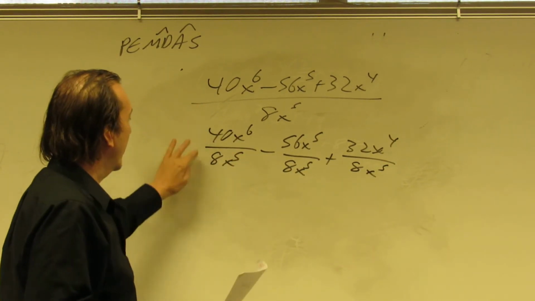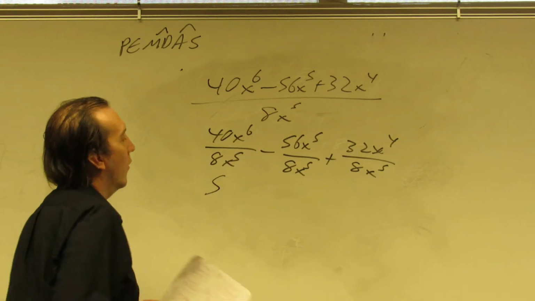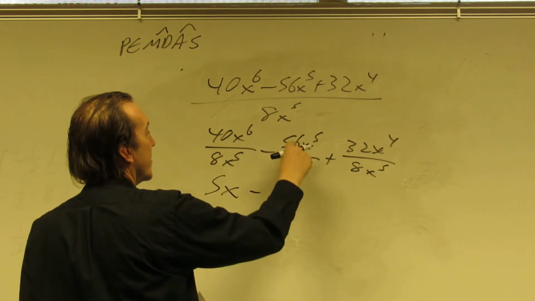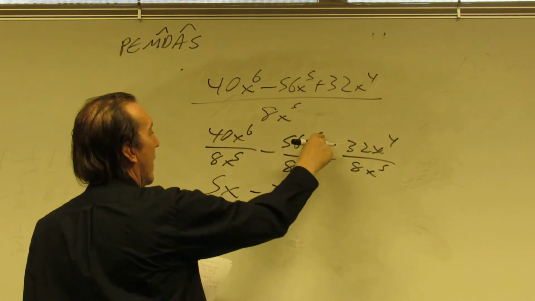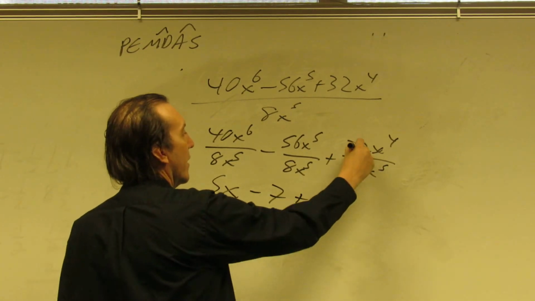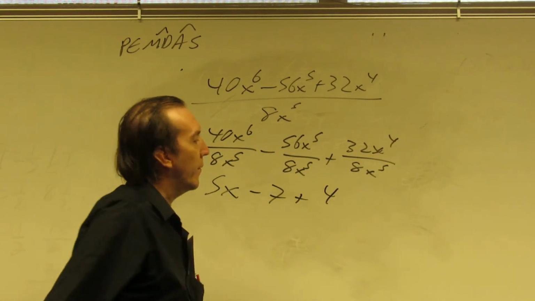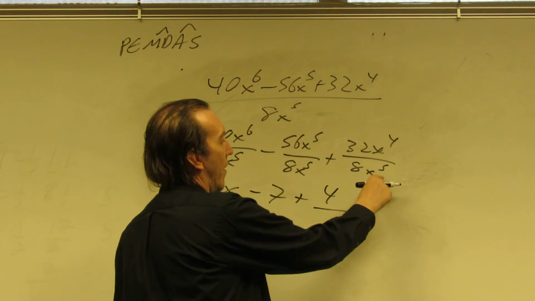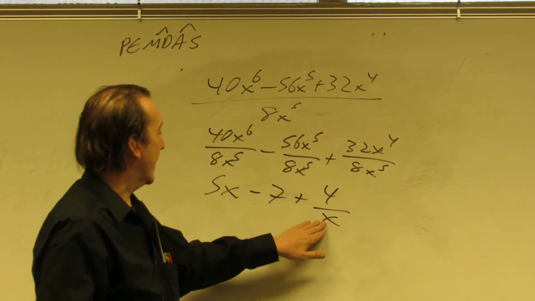So the first one, 40 divided by 8 is 5. X to the 6 over x to the 5 is just x. Minus 56 divided by 8 is 7. X to the 5 over x to the 5 is just 1, so we leave that. And then plus 32 divided by 8 is 4. Notice that x to the 5 on the bottom is bigger, so x is going to be on the bottom. 5 minus 4 is just x to the 1, or x.